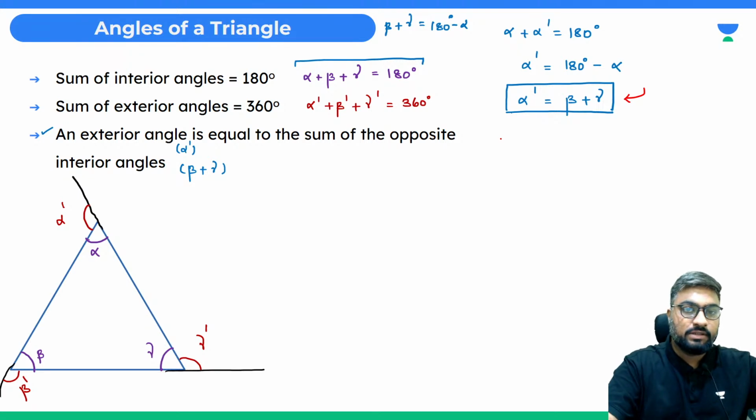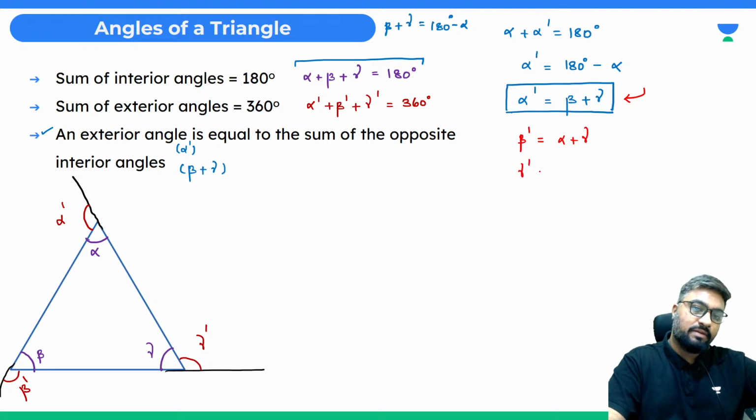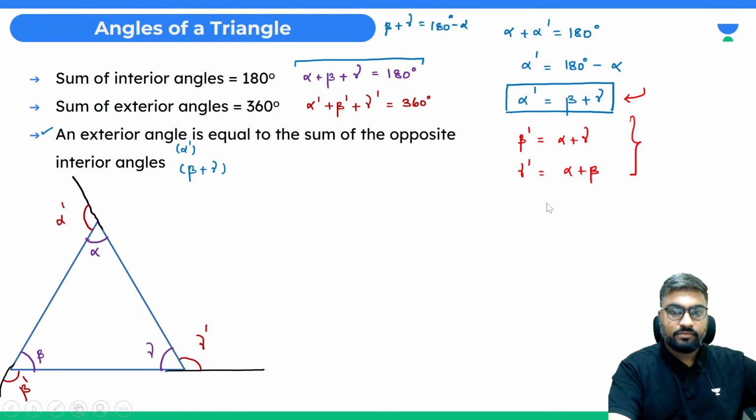Yeah, beautiful. So same way I can also say beta dash will be what? Beta dash क्या होगा? बाकी के दो angles, alpha plus gamma का sum. Same way gamma dash will be what? Alpha plus beta का sum. Clear? Cool. चलेंगे आगे.